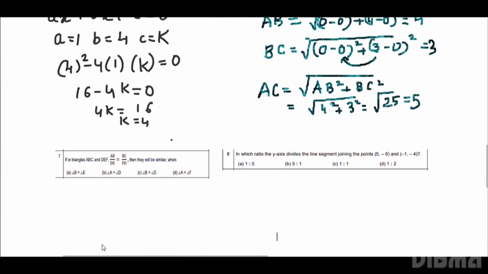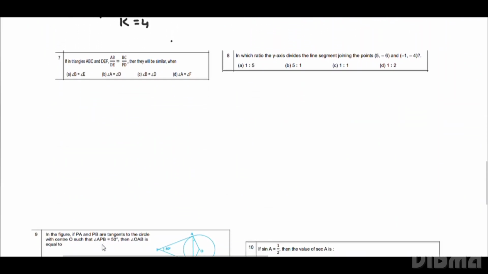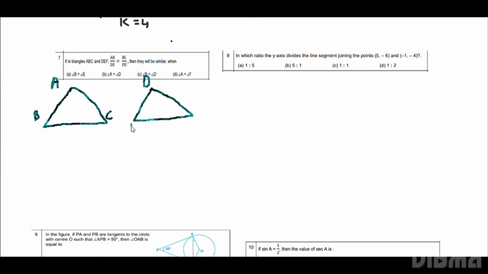So what does the seventh question say? In the triangles ABC and DEF, AB is equal to DE and they'll be similar. When will they be similar? So again let us draw two triangles. This is A, B and C and this is D, E and F. So what they have given me is AB by DE is equal to BC by FD, that will be equal to AC by FE. By SSS criteria, I can say this.